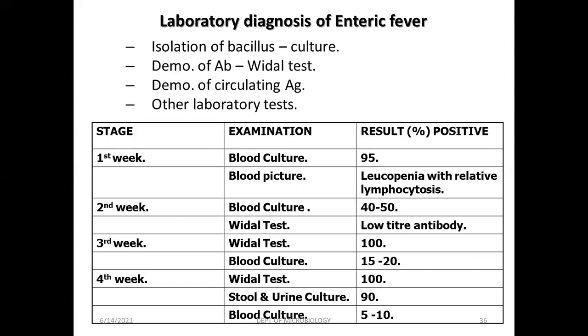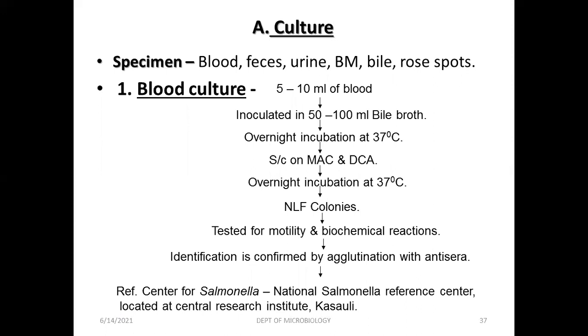In the fourth week, Widal test again 100%. Stool and urine culture can become positive up to 90%. Blood culture 10%. If you collect blood, feces, urine, bone marrow, bile, or rose spots and perform culture, these specimens can be used.